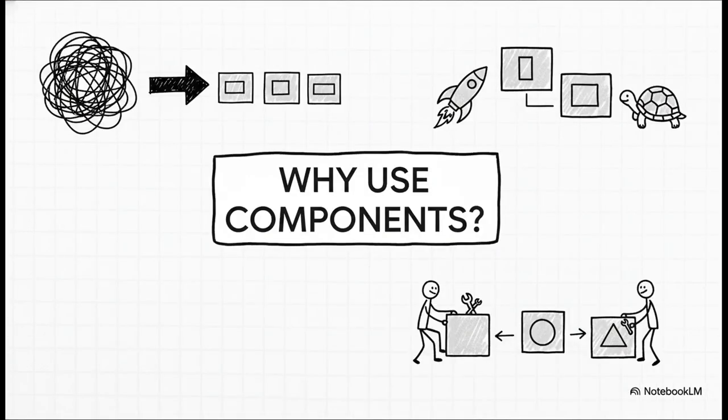So why would you want to use components? Well, for one, they help us break a huge problem down into smaller, more manageable pieces. They also allow different parts of the system to change at different speeds. Your user interface might change every week, but your core billing engine might only change once a year. And this is a huge one for big companies. Components let multiple teams work in parallel on different parts of the system without constantly getting in each other's way.